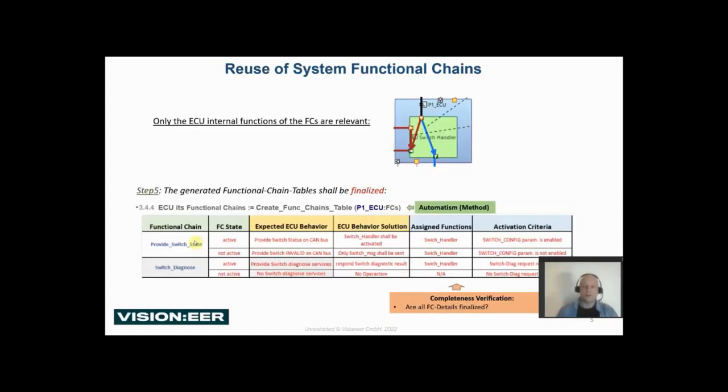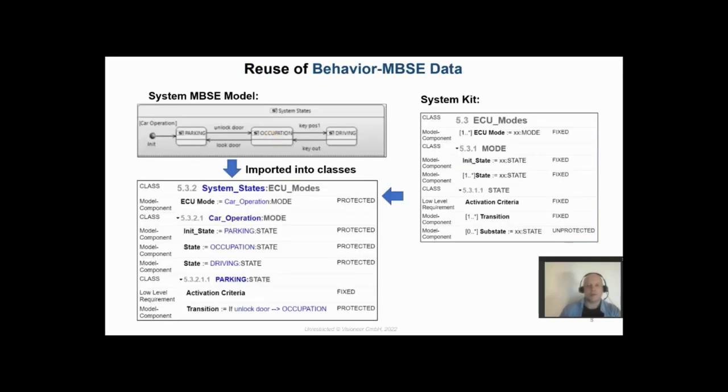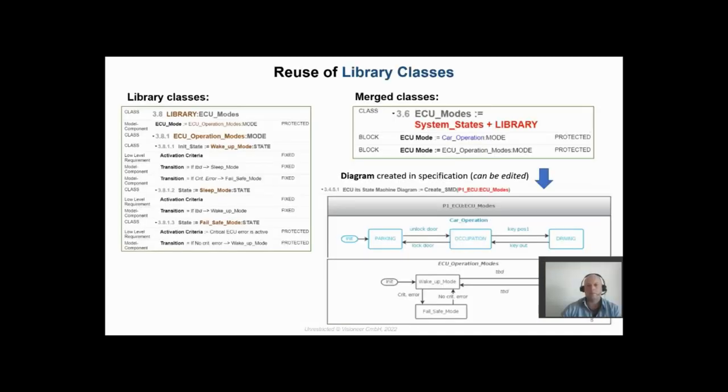The imported clauses for the functional chains can then be viewed as table and shall be finalized by the requirement engineer in the given format. And the same can be done with any MBSE behavior model that can be merged with clauses from our system kit. Similar to this, library clauses can be reused. Library clauses can exist, for example, for standard ECU operation mode, which can be merged to the imported system states, and the resulting clauses can then be viewed and edited as MBSE diagram.